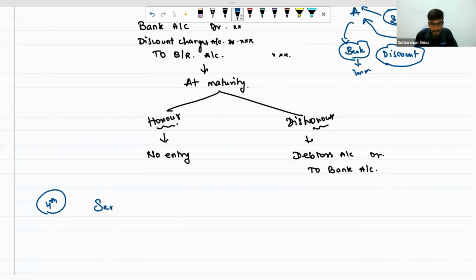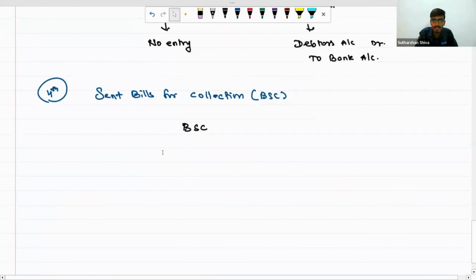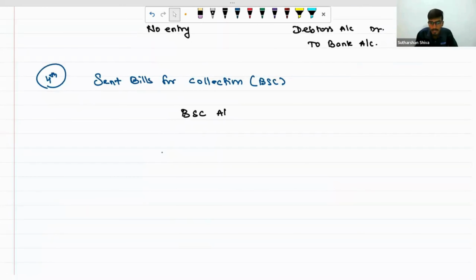Next, send bill for collection. This send bill for collection will be created as a separate account. The bill sent for collection, I am going to collect at another time. So bill sent for collection account debit to bills receivable account is my journal entry.